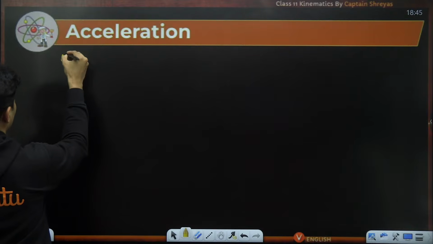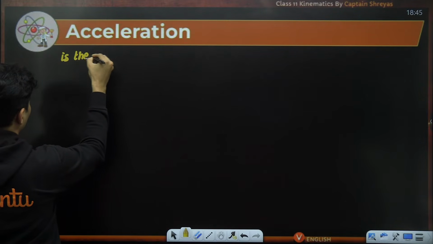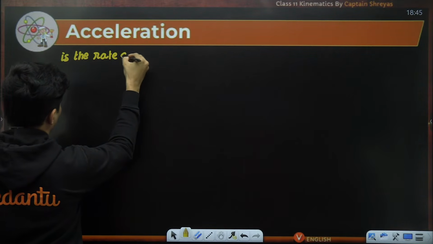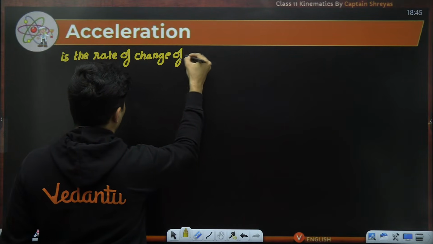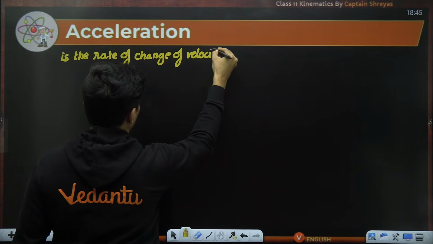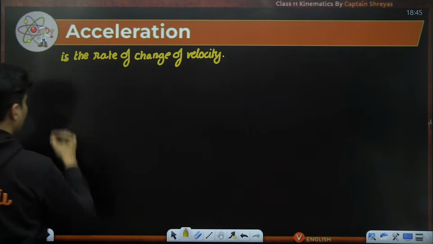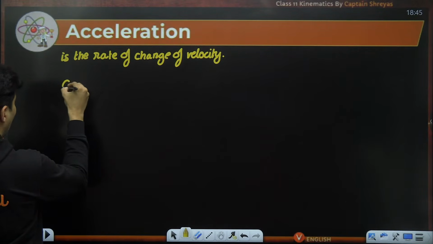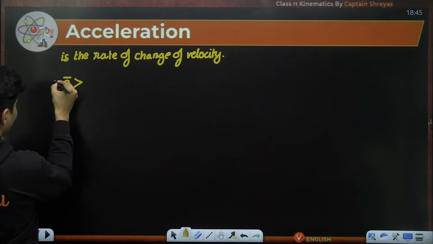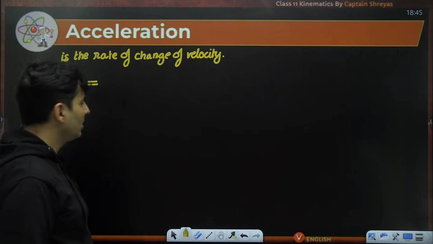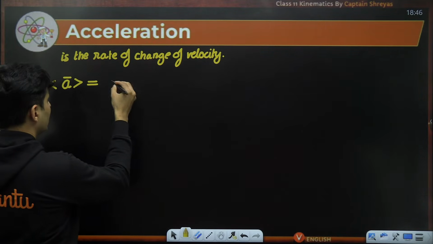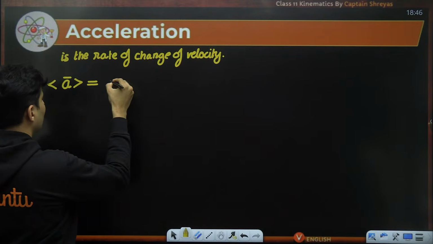So acceleration is the rate of change of velocity. Now here we'll just talk about average acceleration, not the instantaneous. Instantaneous we'll keep it for some other day in the non-uniform motion, not now. Average acceleration is how much is your change in velocity.